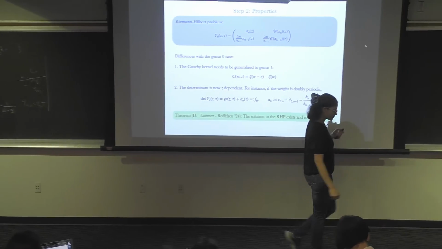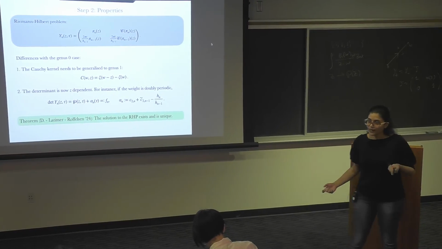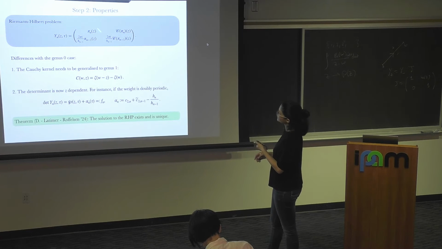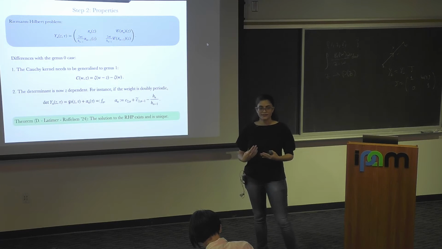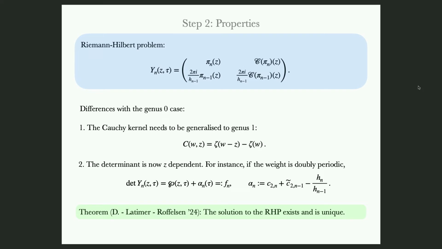Notably, this Cauchy kernel is not doubly periodic. It actually has non-trivial periodicities. But because of the way that we chose our basis, those non-trivialities are cancelled inside the Riemann-Hilbert problem. And in the end, the matrix that we are seeing here is actually doubly periodic. So we retain that property.